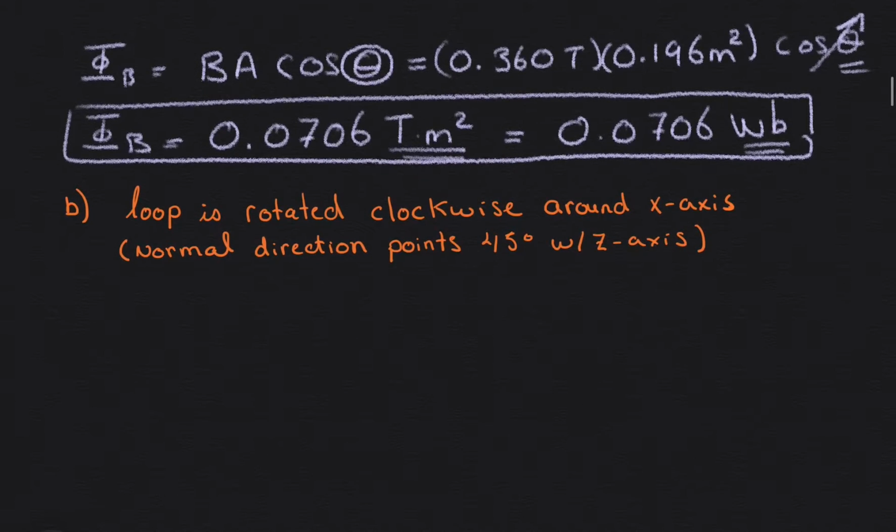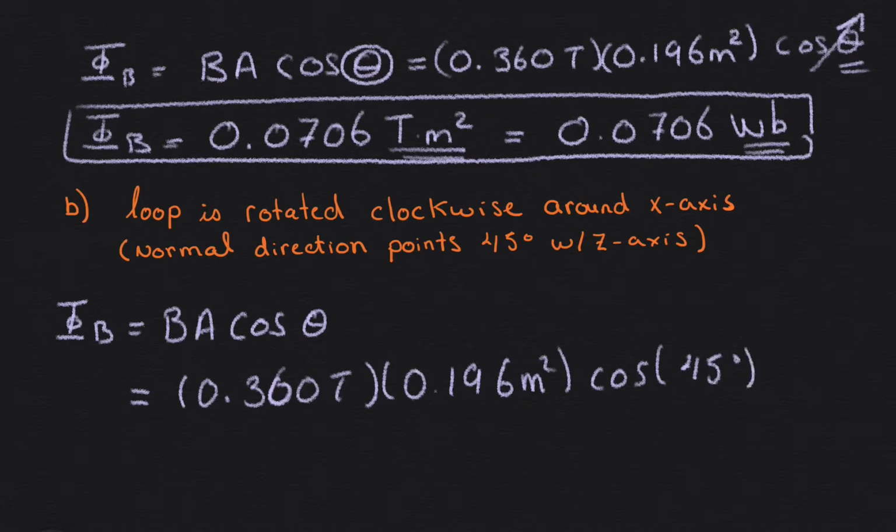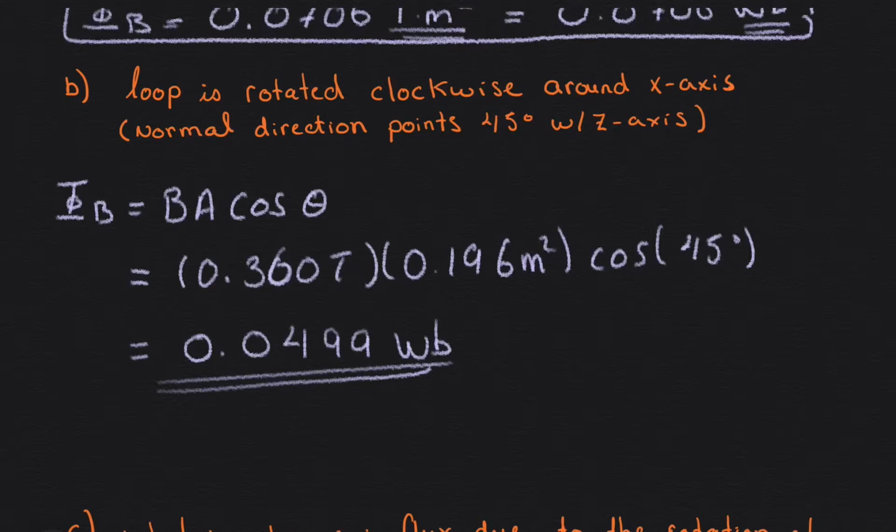theta. So I can write the same equation: the magnetic flux is BA cosine theta. I'm going to write it underneath to have a bit more space. So the magnetic field is still 0.360 Tesla. I have my area to be 0.196 meters squared. And now we have the magnetic field at an angle of 45 degrees to the plane. I can just plug in the values, and I will have 0.0499 Webers or Tesla meter squared. Remember that it's the same unit.